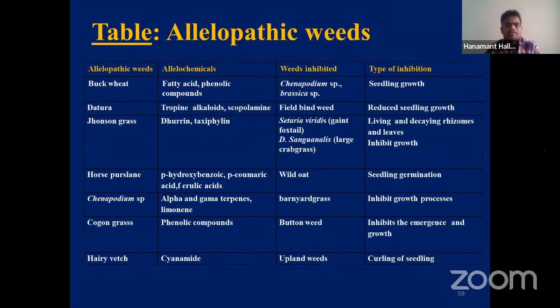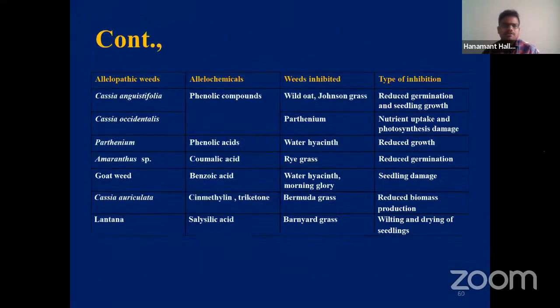Some of the allelopathic weeds are buckwheat, then Johnson grass, horse purslane, chenopodium, cogon grass, hairy wedge, and datura. These are all some of the secondary metabolites they release during the primary metabolism of the plant. Some of the weeds inhibited are barnyard grass, button weed, upland weeds, wild oat. Then the type of inhibition is mainly seedling germination, general growth inhibition, and seedling curling. These are also some of the examples.